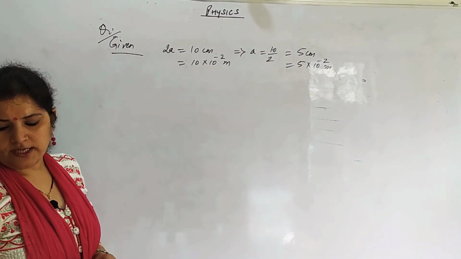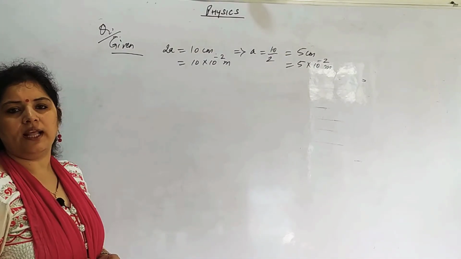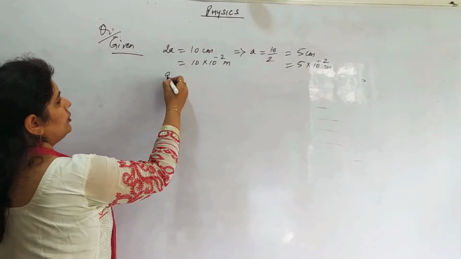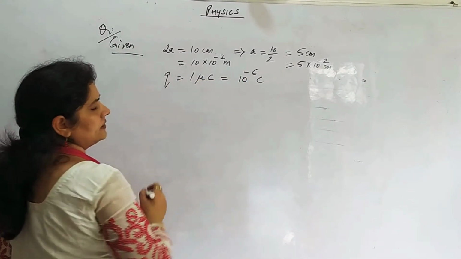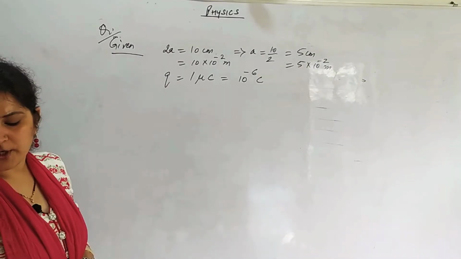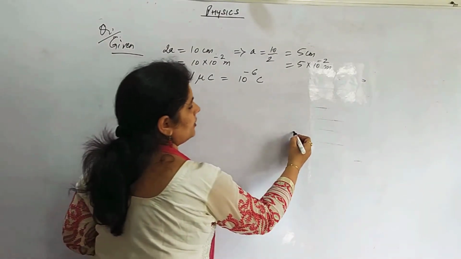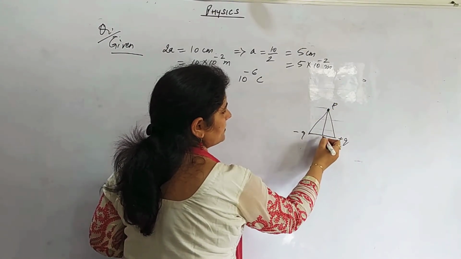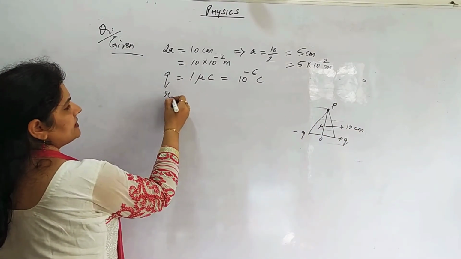Calculate the electric field due to an electric dipole of length 10 centimeter having charges of 1 microcoulomb. Q is 1 microcoulomb, that is 10 raised to power minus 6 coulomb. Micro is 10 raised to power minus 6. At an equatorial point 12 centimeter from the center of dipole. This is the equatorial point, at a distance of 12 centimeter. So we take this distance as r.